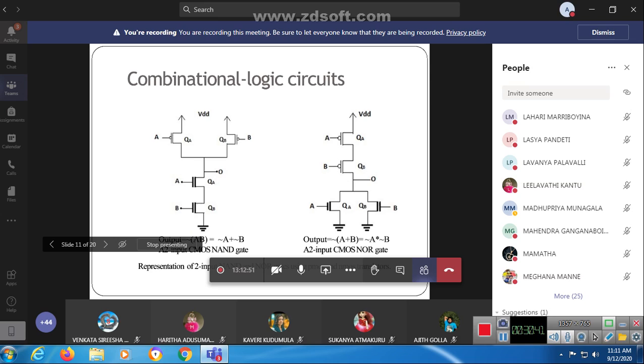Considering this first diagram, y is equal to a into b whole bar. Bar represents that it gives the complementary function at the output. a into b means we have 2 variables, and that represents how many transistors are required to implement that logic functionality. For a 3-input function, a into b into c, we use 3 transistors. Here there are only 2 variables, so to implement that logic function we have to use 2 pmos transistors and 2 nmos transistors.